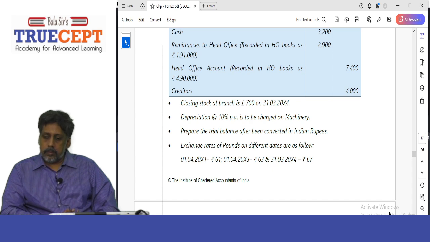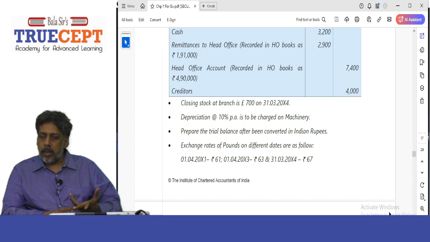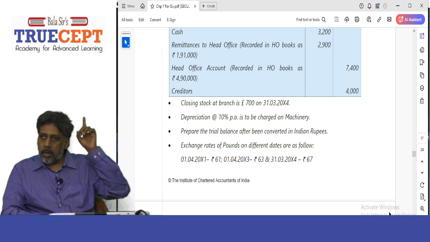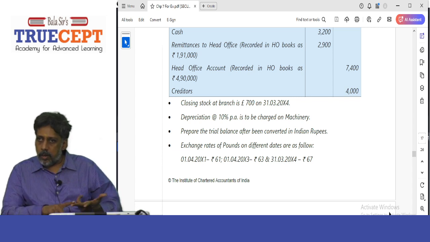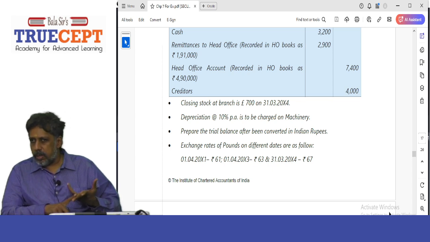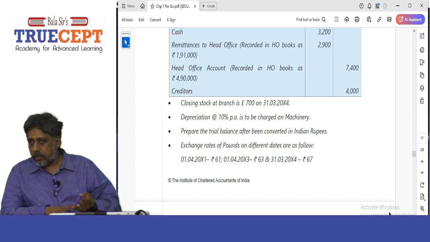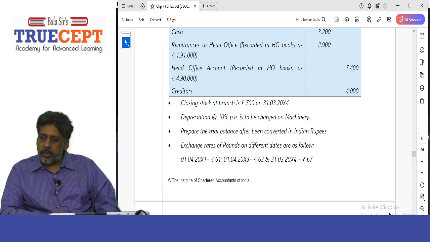Exchange rates of pounds on different dates are as follows. 1st April 20X1, 61 rupees. 61 is the exchange rate between the rupee and the pound as on 1st April 20X1 when you bought the machine. 1st April 20X3, 63 rupees, which is the beginning of the current year. And 31st March 20X4, 67 rupees, that is the closing rate.